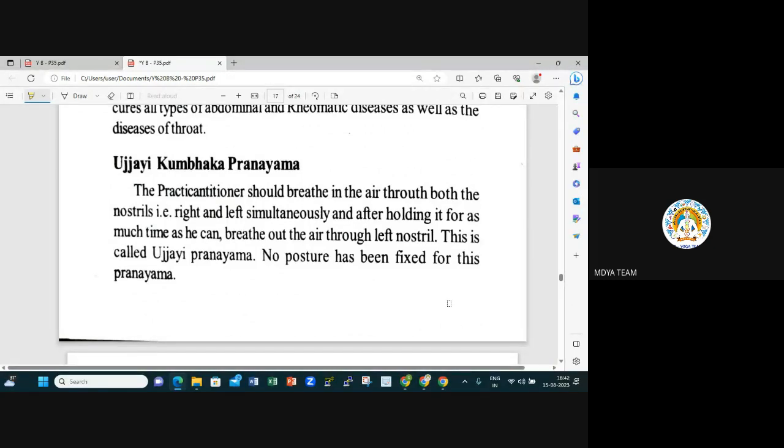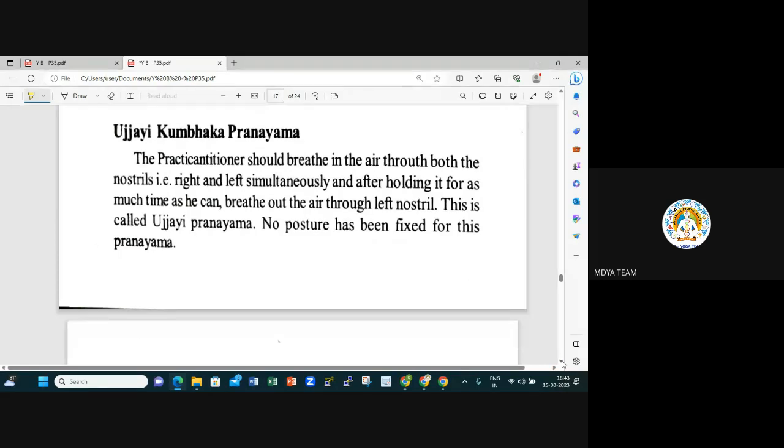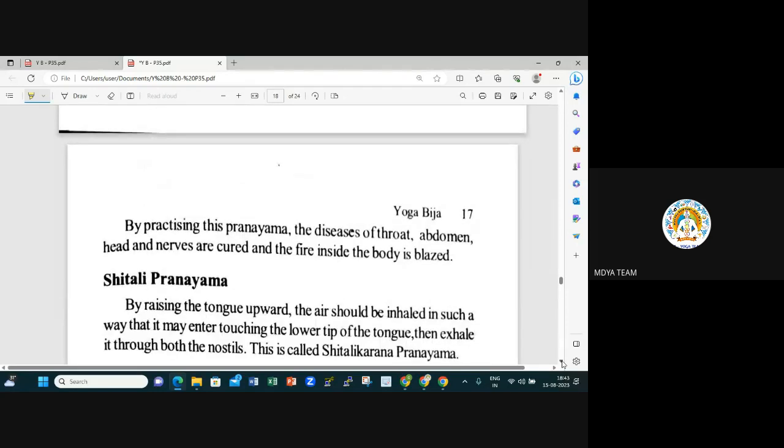No posture has been fixed for this pranayam. There is no discussion about the posture that you have to sit in this posture, then you have to do it. No. Only they are telling about the Ujjayi Kumbhak pranayam. Then just benefits are discussed. The disease of throat, abdomen, head, knobs are cured and the fire inside the body is placed. Okay. These are the benefits of your Ujjayi pranayam.